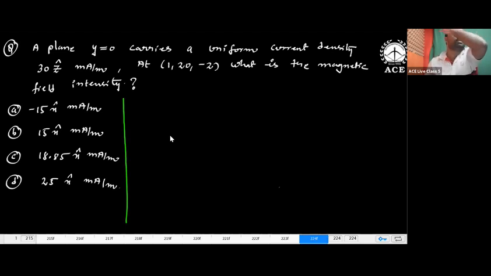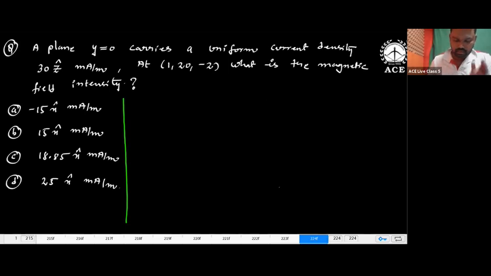There is no practical example for sheet current. It is the infinite sheet. You can take the capacitor plates, but that is also not an exact example for the infinite sheet current. Let us have some rough diagram so that you'll understand what we are trying to do here.